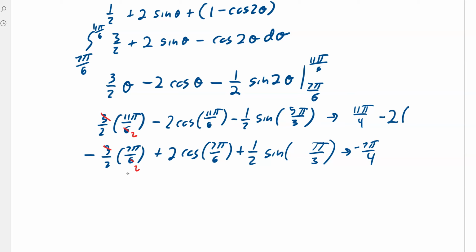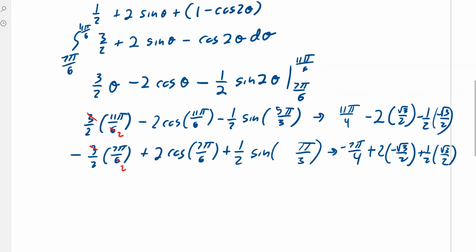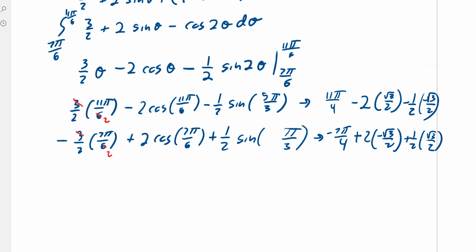And then we end up with minus 2, and then cosine of 11 pi over 6 is rad 3 over 2, minus 1/2. And then sine of 5 pi over 3 is negative rad 3 over 2. And then down here now we have plus 2. Cosine of 7 pi over 6 is negative rad 3 over 2. And where are we at now? 1/2 of sine of pi over 3 is rad 3 over 2. Okay. So we end up with 11 minus 7 is 4. 4 over 4 is pi.